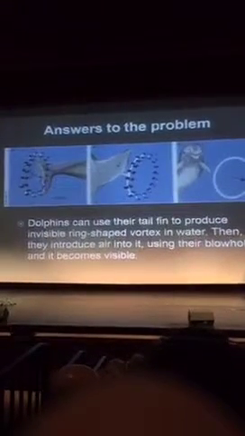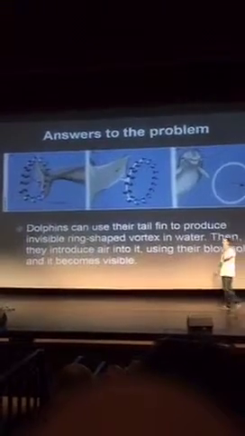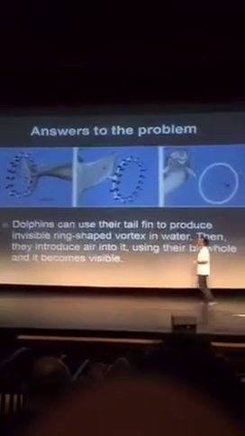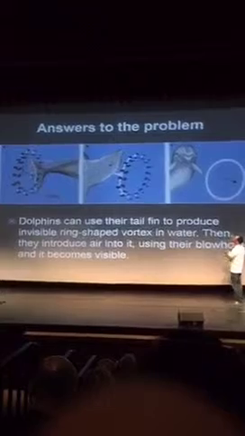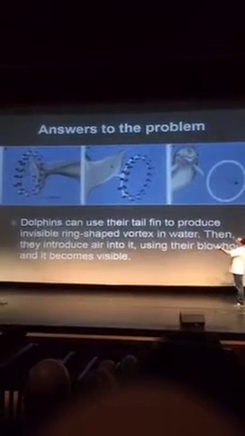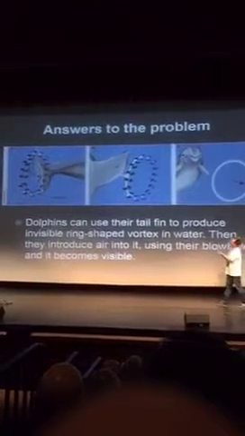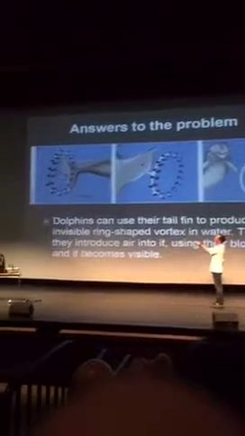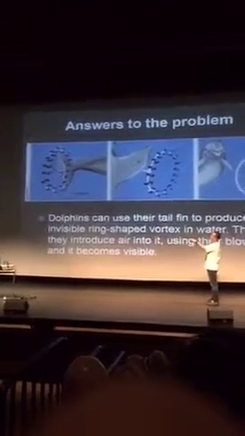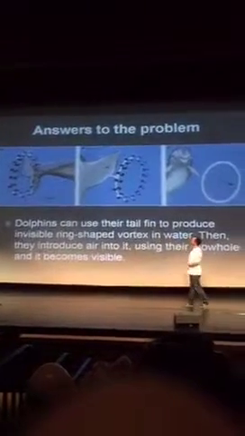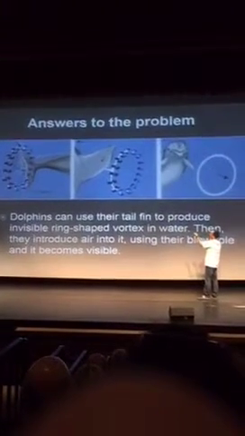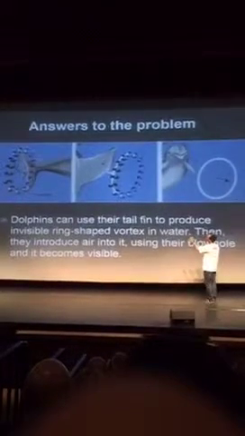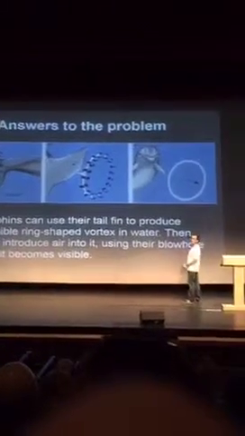So we worked with scientists in Paris, at the university. They gave us some answers to the problem. So to sum up, vortices are created by the tail of the dolphin. The vortex is invisible. When it detects it with its head, it detects the position of the ring, and it blows air there, so it becomes visible and it can play with it.